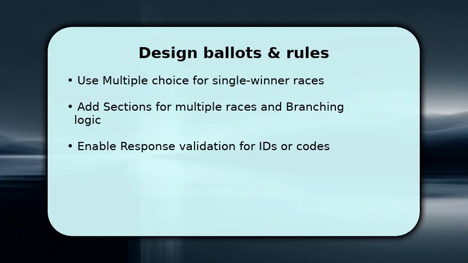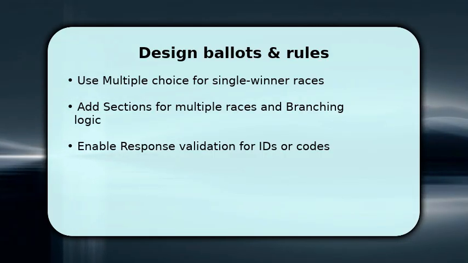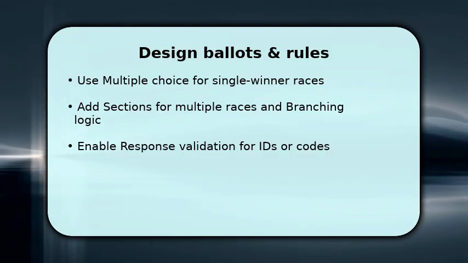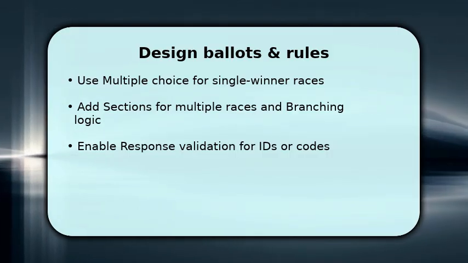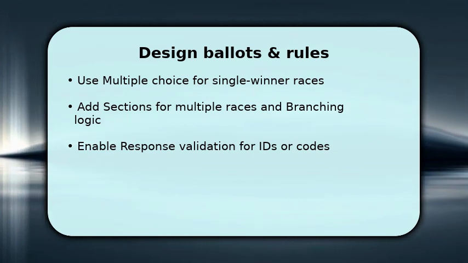Once sections exist, apply section-based branching for conditional races. This keeps voters on relevant pages only. Also set response validation for voter ID formats to reduce errors. After that, preview the form and test the full flow to confirm transitions and validations.